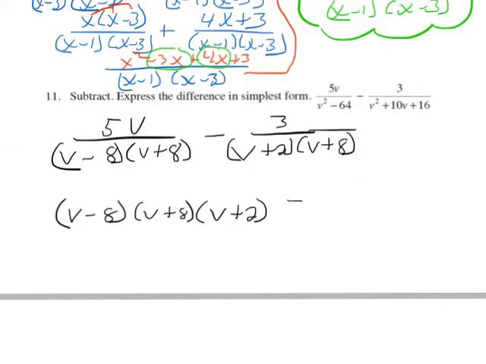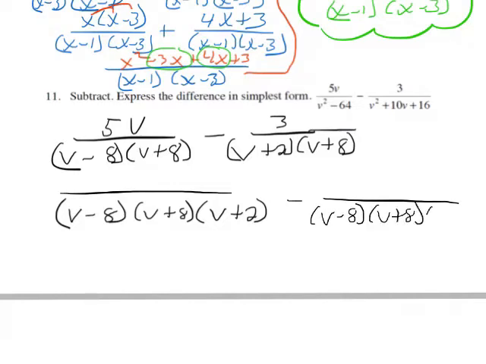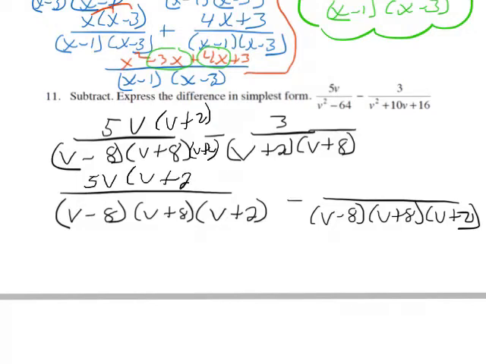So let me go ahead and do this with it. And I'm going to write this down here. So v minus an 8, v plus an 8, v plus a 2. Okay, so let's compare what's missing here to there of v plus a 2. So I'm going to multiply top and bottom by v plus a 2. Let me squeeze that v plus a 2 right in there. And on the top here I have 5v times v plus a 2.